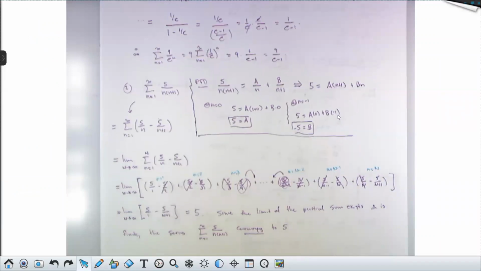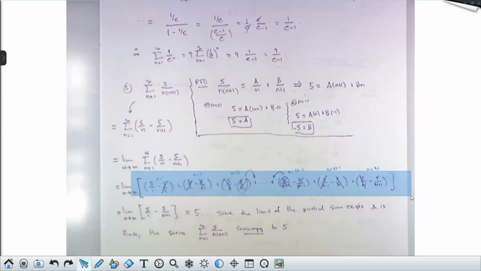So what makes a series telescoping is that the partial sum has a lot of cancellation, that you go from having n terms down to having just a few terms. And that's why we call these telescoping.